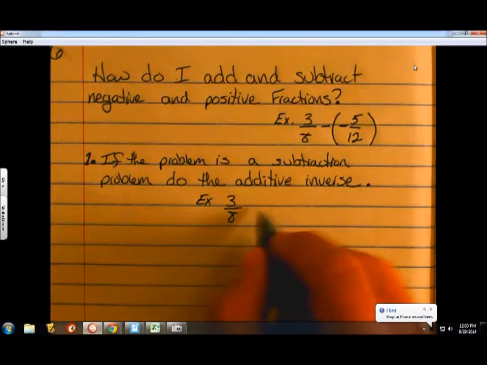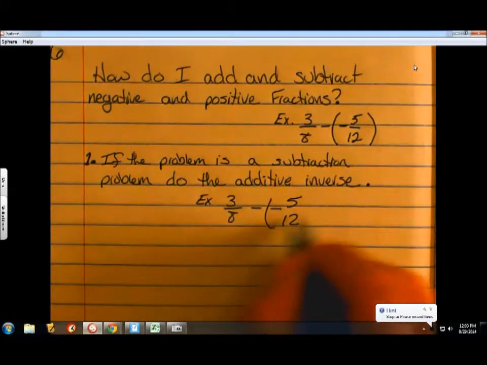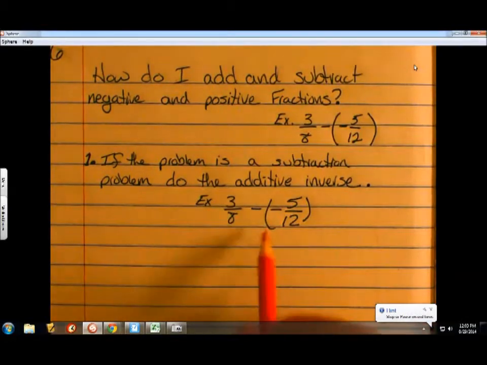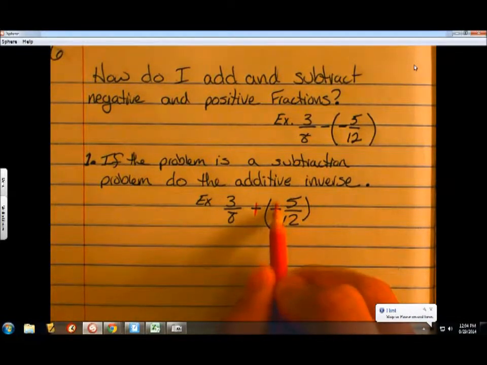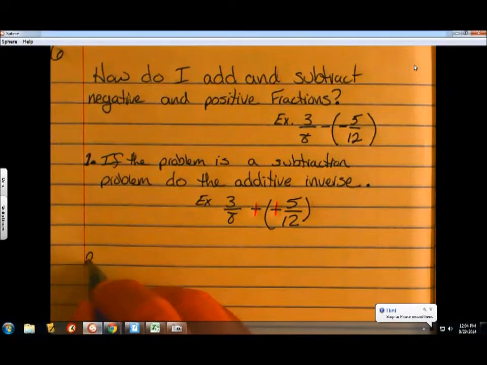So your example is 3/8 minus 5/12. And use your red pencil. And we're going to cross a line, change the sign, or additive inverse. Now that we've done that, let's go on to step 2.